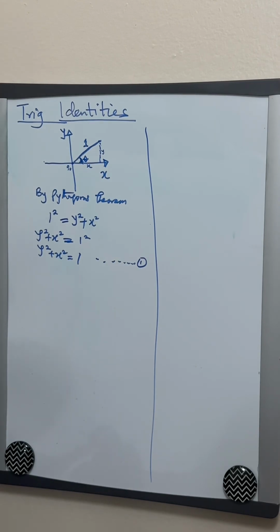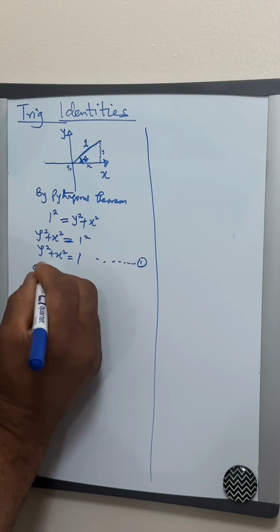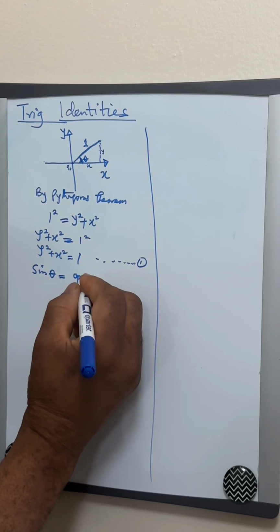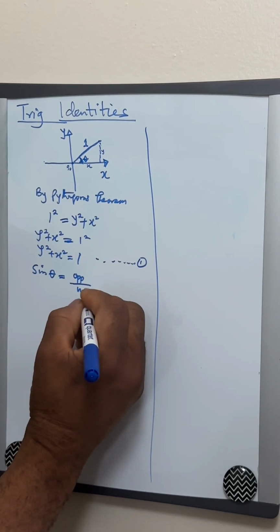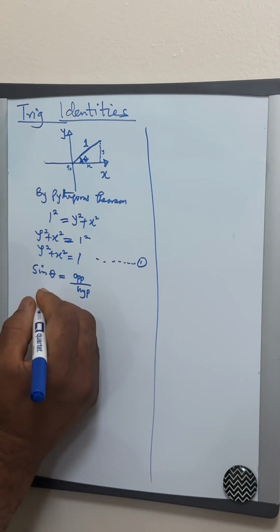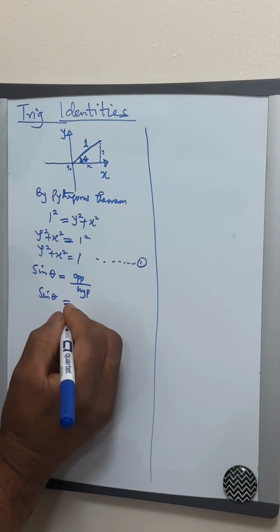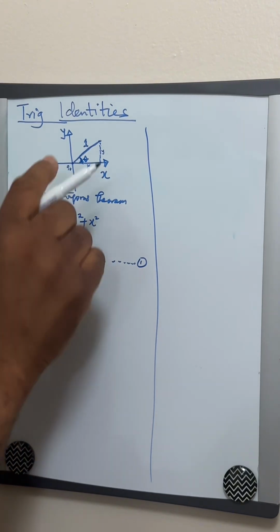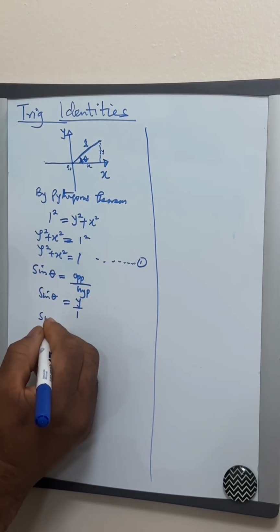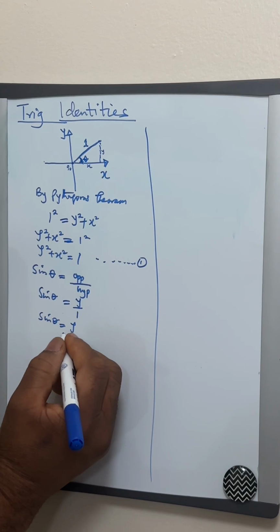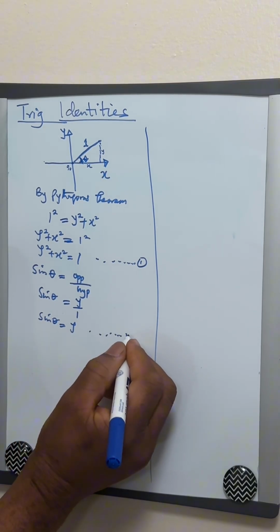Then, by using the fundamental trig functions, we know that sine of any angle, sine theta, is equal to opposite over hypotenuse. And our sine theta here from the diagram will be equal to the opposite side of theta, which is y, over the hypotenuse, which is the unit length of 1. So sine theta is equal to y over 1, which is y. We can call this equation 2.